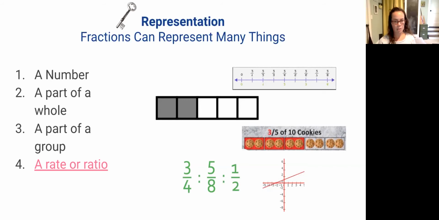Another is that they represent a part of a whole. So we can take that whole, divide it into equal sized pieces, and we know the fraction can be represented that way. A fraction can also represent a part of a group where the group pieces don't need to be the same size. And a fraction can represent a rate or a ratio. So it's important that students have that understanding that fractions take on a lot of meanings depending on what you're using them for.